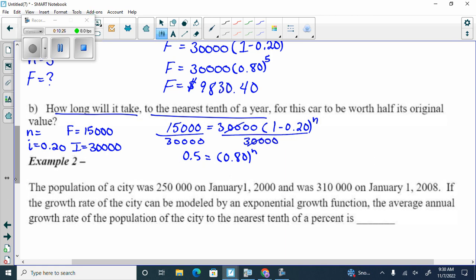And the reason why we divide this over, guys, if we don't divide this over, my y max has to be bigger than 15,000. If we divide it over, a general window might work. So we need to divide it over. So we go 0.5 into our y1, and then 0.8 to the x into our y2. That is it. And we go zoom 6. Just your normal standard window should work.